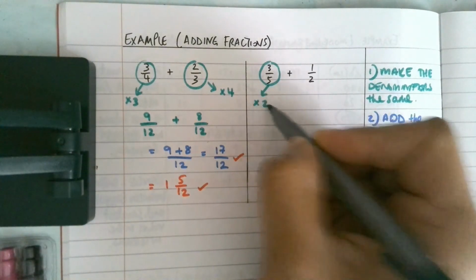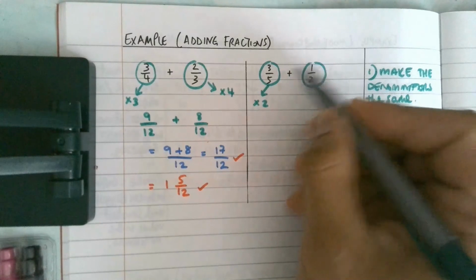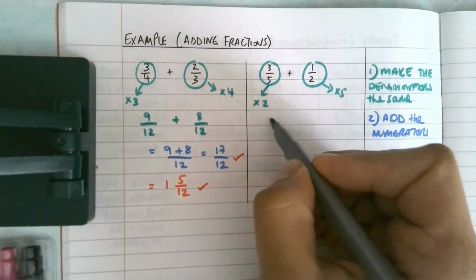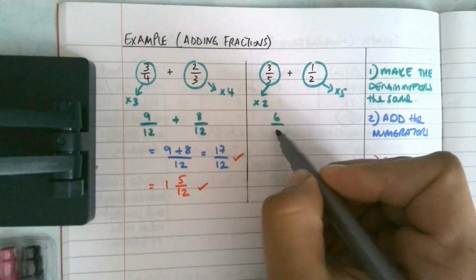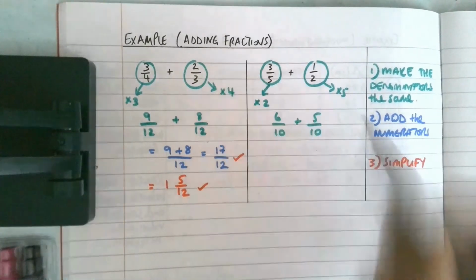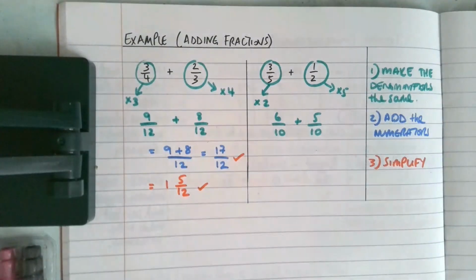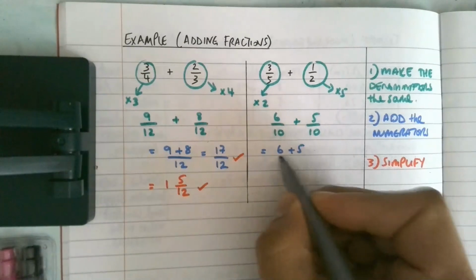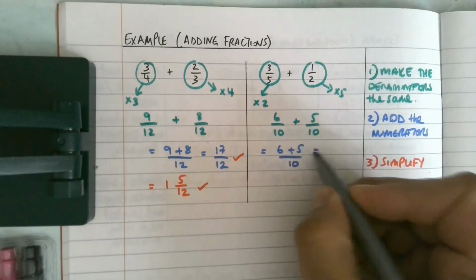For the second example, we're going to multiply the first fraction by 2, the second fraction by 5. We're cross multiplying one fraction by the other's denominator. That gives you 6 over 10 plus 5 over 10. Now that the denominators are the same, we can add the numerators together. So we get 6 plus 5 over 10, which is 11 over 10.